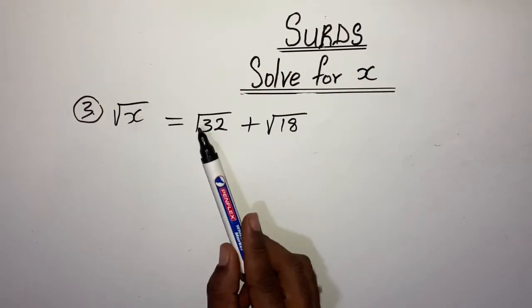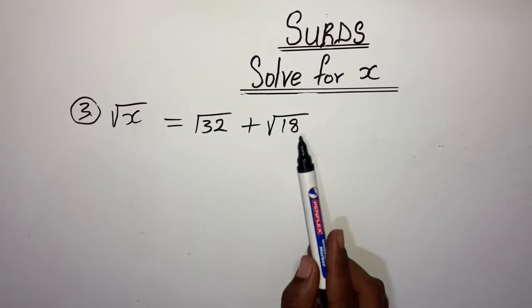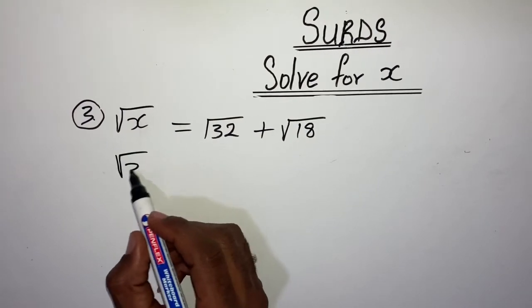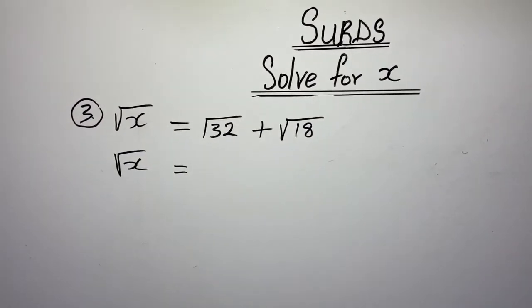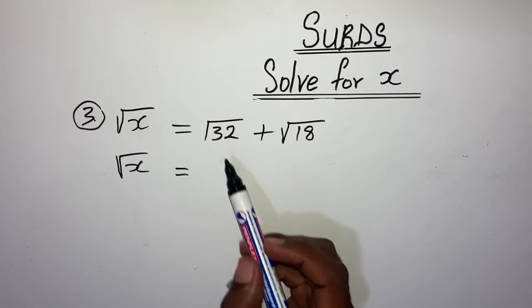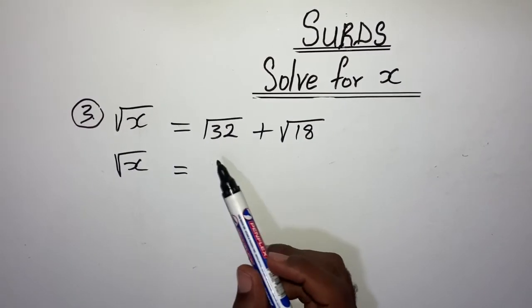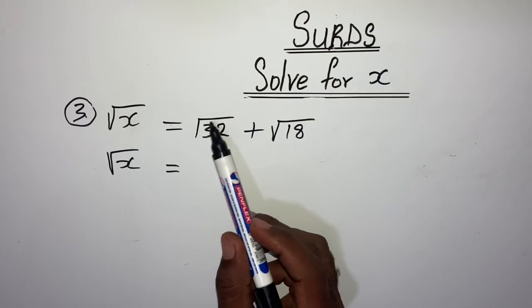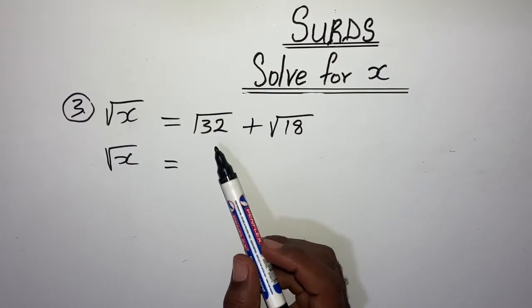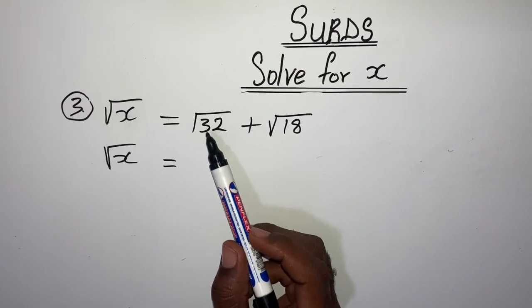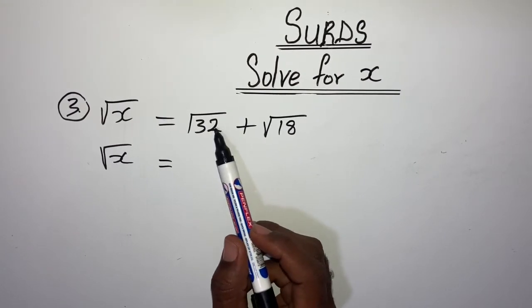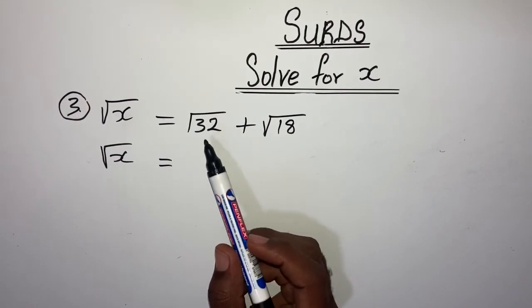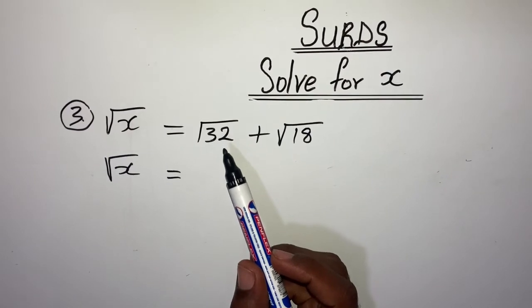Equals to root of 32 plus the root of 18. So when dealing with such sums, you must bear in mind that it's not always the case where you will find a perfect square. And the moment you find a number that is not a perfect square under the root, the rule is you must find two numbers that will multiply and they must give you 32. But one of those numbers must be a perfect square. Only one. You can't use both numbers being perfect squares.